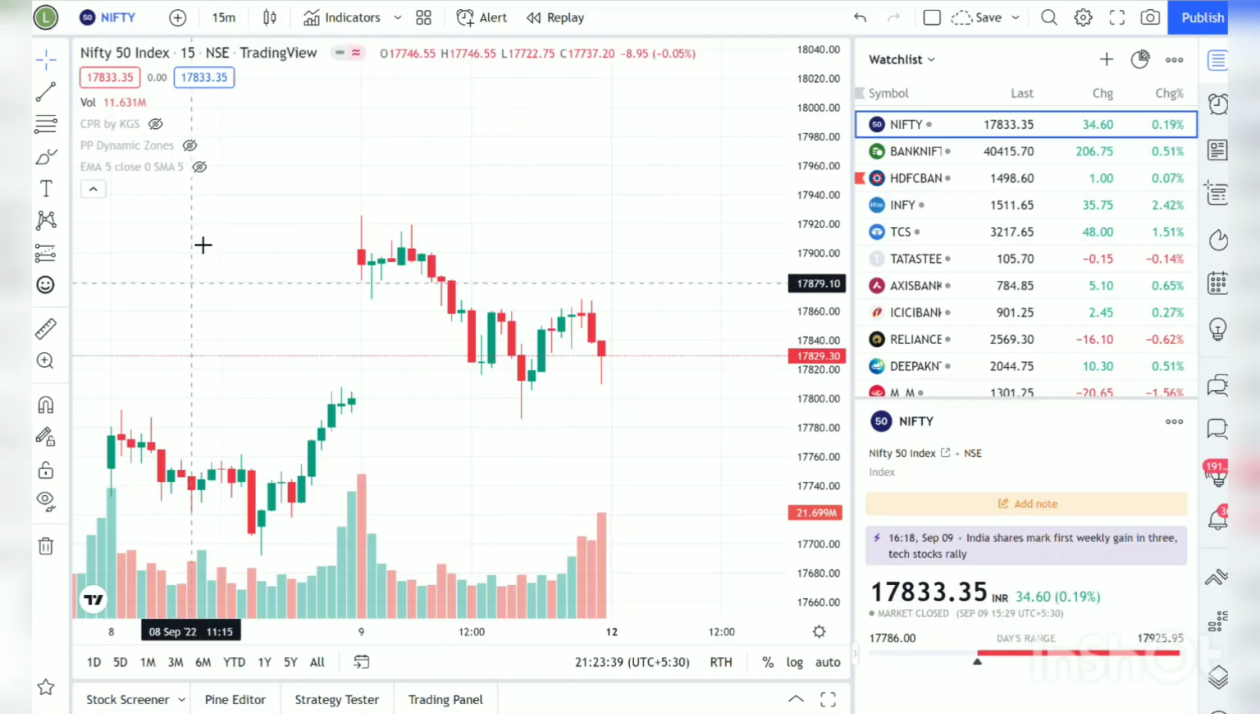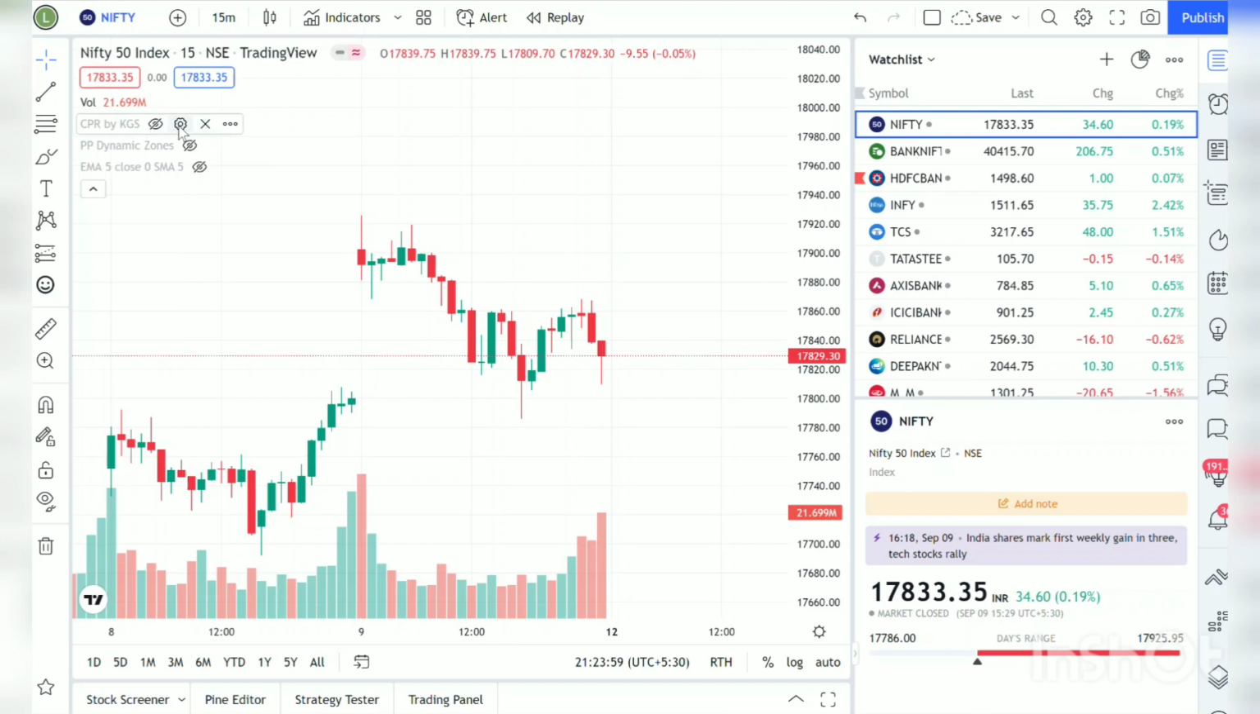So what I have done, you can come to TradingView. In TradingView, I have added a couple of indicators which I have tested personally, and which worked for me very well. Okay, so that you can check from your side as well. So the first indicator that I have added is CPR by KGS.